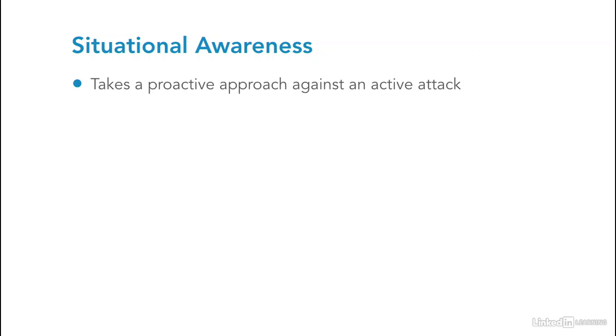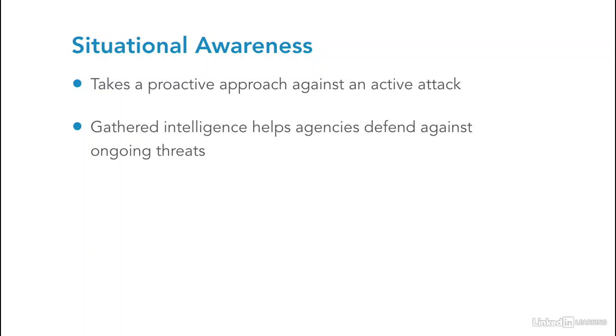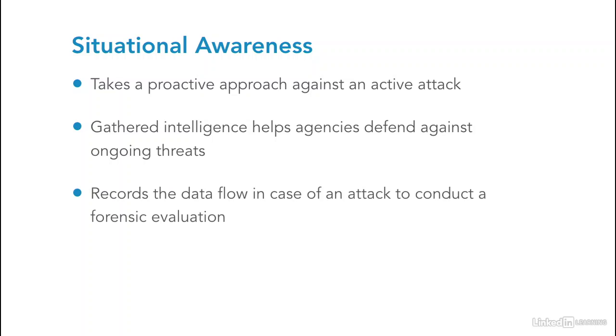The Einstein systems provide the situational awareness necessary to take a proactive approach against an active attack. The intelligence gathered helps agencies to defend against ongoing threats and records the data flow in case of an attack to conduct a forensic evaluation. Currently, there are 3 threat monitoring systems in the Einstein family. Einstein 1 and Einstein 2 act like an intrusion detection system.